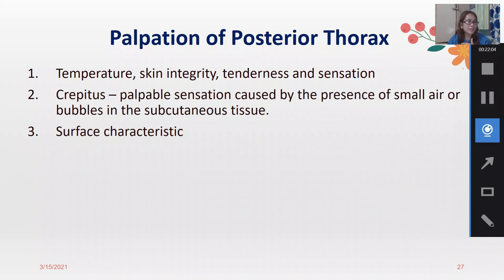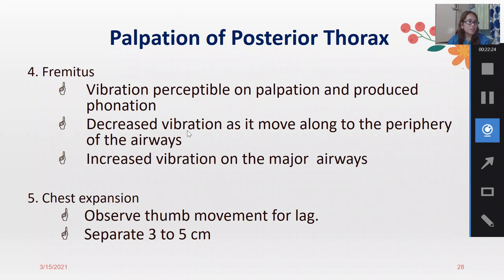The surface characteristics. Ano ba ang surface characteristics? Wala kang nakikitang masses. Wala kang nakikitang presence of masses or any lesions, abrasions, or any abnormalities.